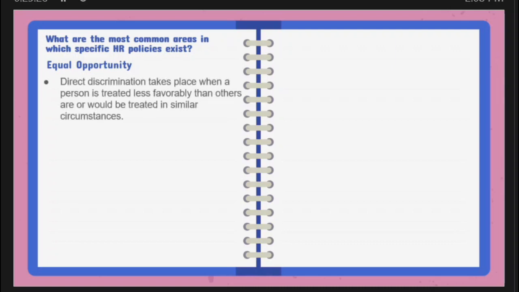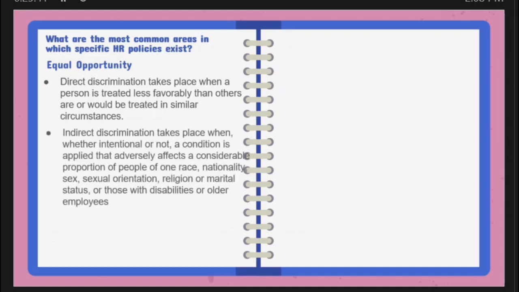Direct discrimination takes place when a person is treated less favorably than others are or would be treated in similar circumstances. Indirect discrimination takes place when, whether intentional or not, a condition is applied that adversely affects a considerable proportion of people of one race, nationality, sexual orientation, religion, or marital status, or those with disabilities or older people.